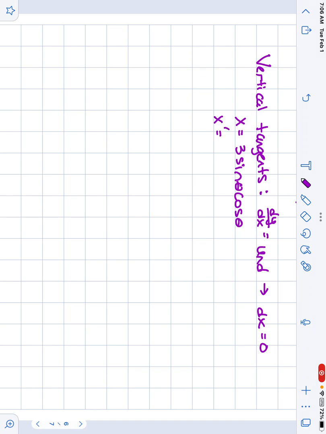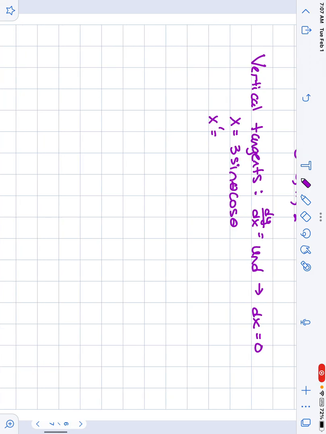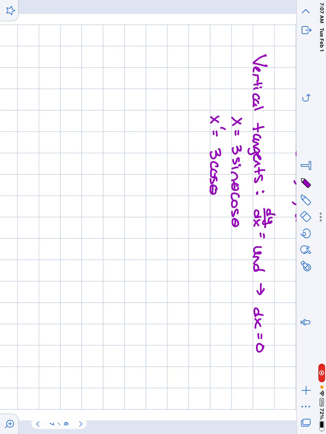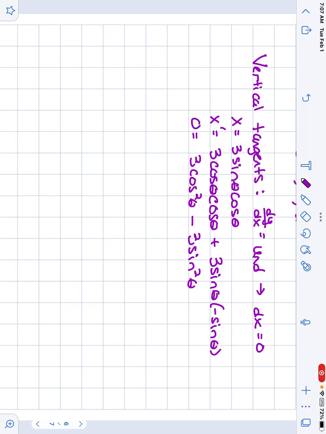Okay, I hope you actually tried. Let's find x prime. I'm going to use the product rule. So 3 times the sine of theta, the derivative of sine is cosine, so this is 3 cosine theta times cosine theta without changing it, plus 3 sine theta times the derivative of cosine, so that's negative sine theta. If I simplify this, I have 3 cosine squared theta minus 3 sine squared theta. And I'm trying to find where this is equal to 0. I'm going to divide out the 3 just to make this easier because it's just a constant. So I end up with cosine squared theta minus sine squared theta.